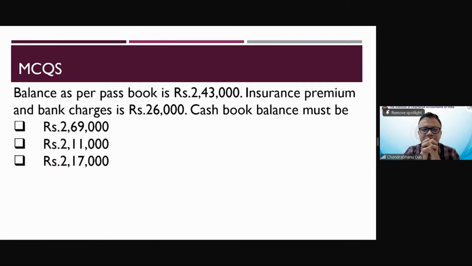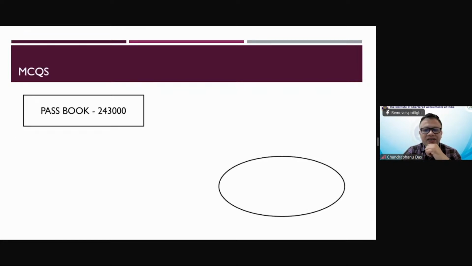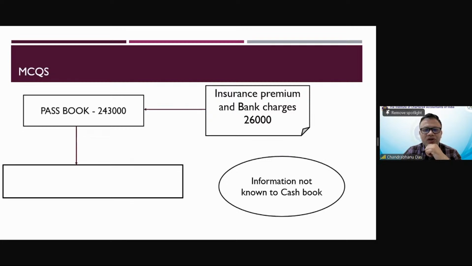The balance as per passbook is 2,43,000. Insurance premium and bank charges is 26,000. What should be the cash book balance? So the information is known to bank, but not known to the company. So at that time, this information is not known to cash book. So you have to add it up, because the information is not known to the cash book. So you are adding these transactions.